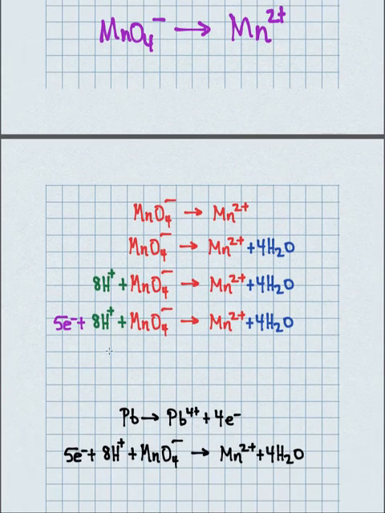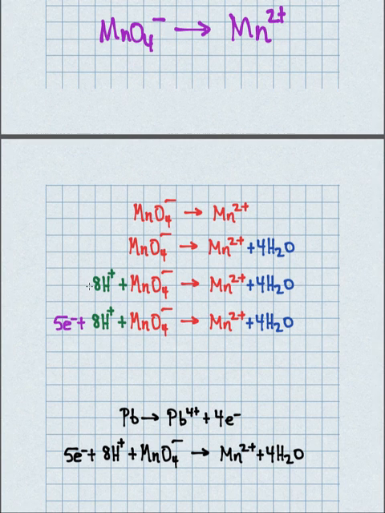So I say the permanganate goes to manganese 2 plus. Can't just dump the 4 oxygens. I've got to get 4 waters over here. That creates 8 hydrogens on the right. I've got to get 8 hydrogens on the left in the form of the hydrogen ions, so acidic thing. Then I have 2 positives on the right. I have 8 positives and 1 negative.